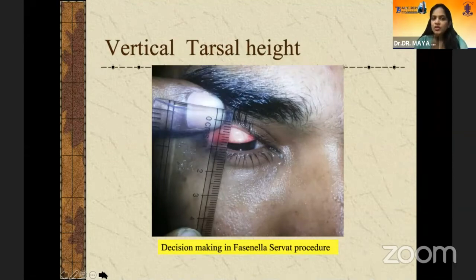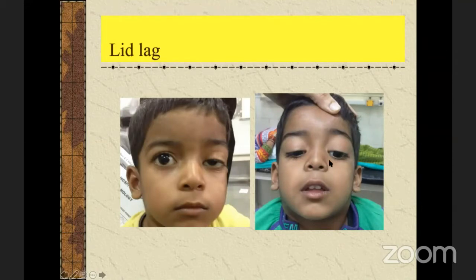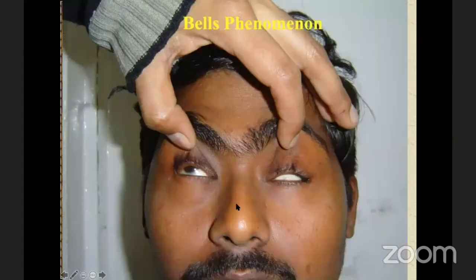Vertical tarsal height you can measure in cases of mild ptosis where you're planning for a Fasanella-Servat surgery. Always look for lid lag. That is, when you ask the patient to look down, check for the movement of the eyelid, whether it is following the eyeball or not. So lid lag is a very characteristic feature of a congenital ptosis.